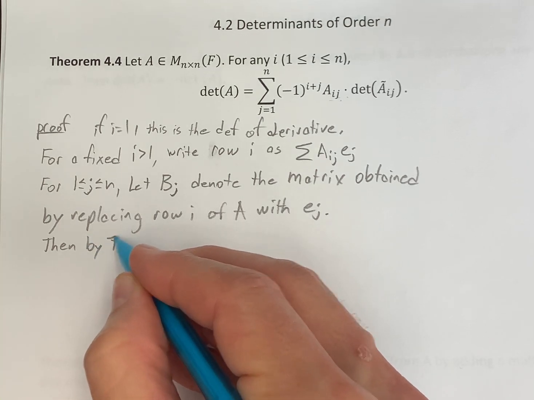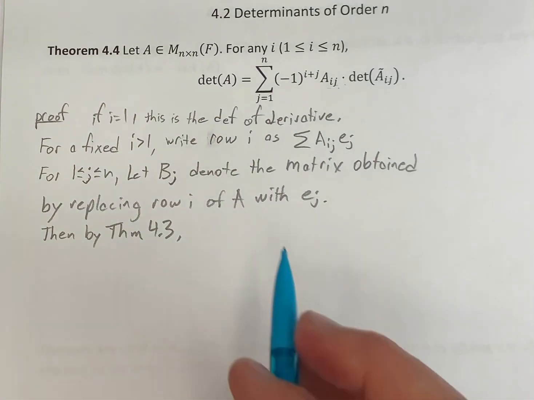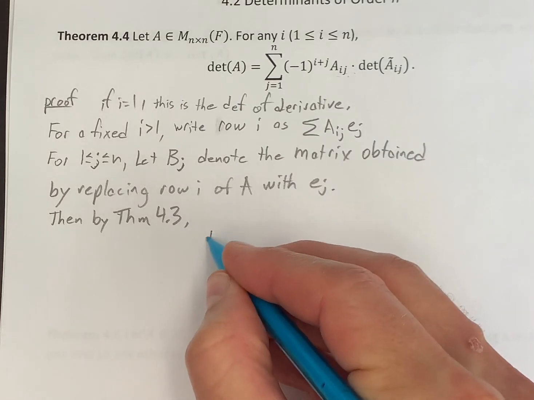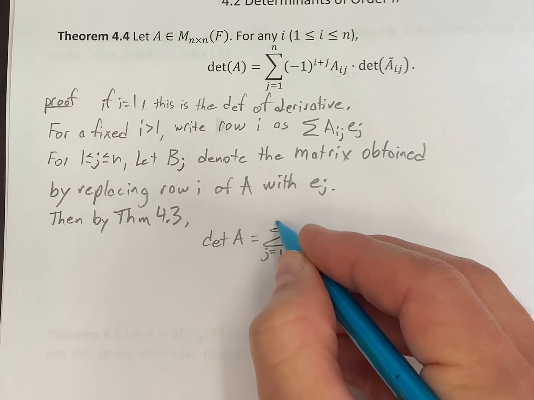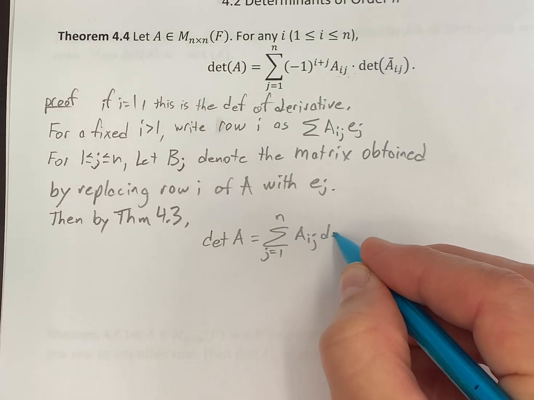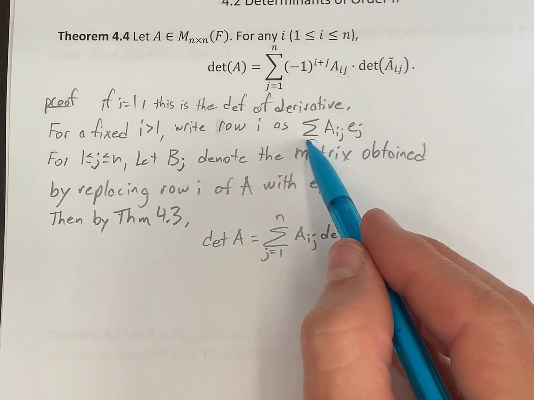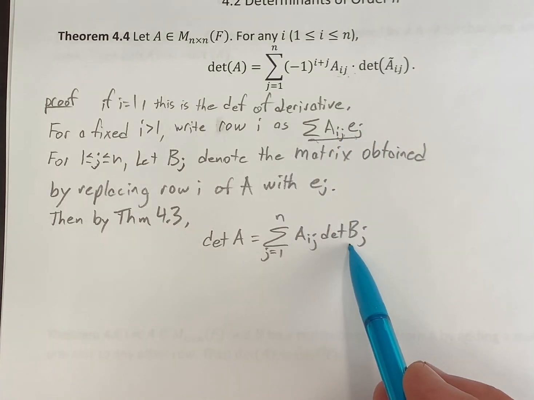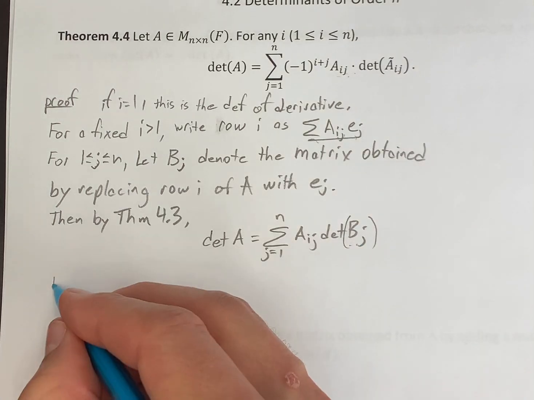And by theorem 4.3, remember that was the one that said that determinants are linear in each row, the determinant of A is equal to the sum, j equals 1 to n, of a_ij times the determinant of B_j. So it's linear in that row. I wrote that row like that, so I can just sort of break it apart. And now I have to just calculate these determinants.